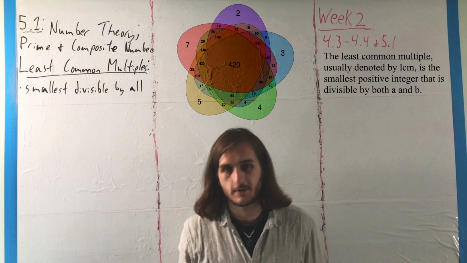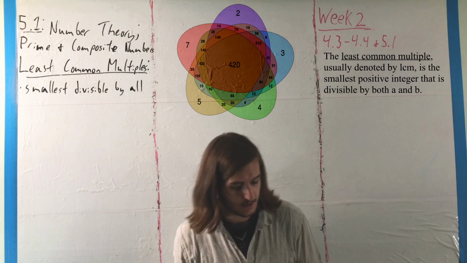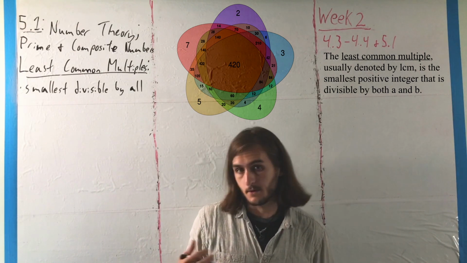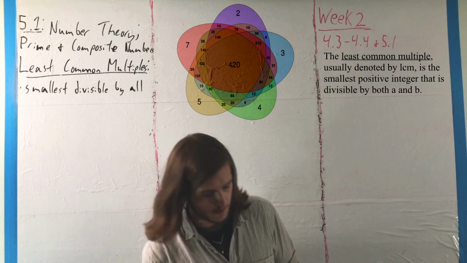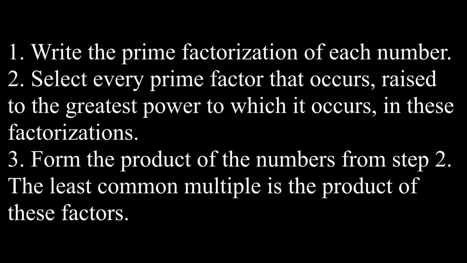But in general, if we have a bit more that we can talk about, and we want to get the least common multiple, we can follow a pretty repetitive process where we write the prime factorization of each number we're considering, select every prime factor that occurs, raised to the greatest power to which it occurs in these factorizations, and then form the product from there, where the LCM, least common multiple, is going to be that product.